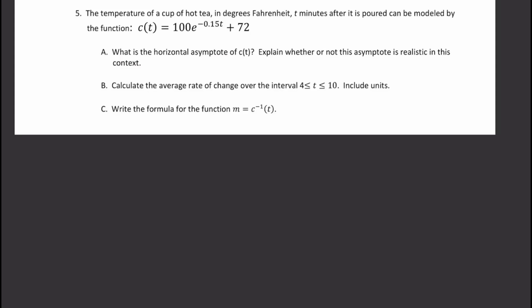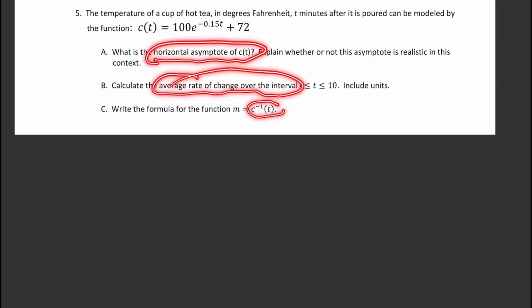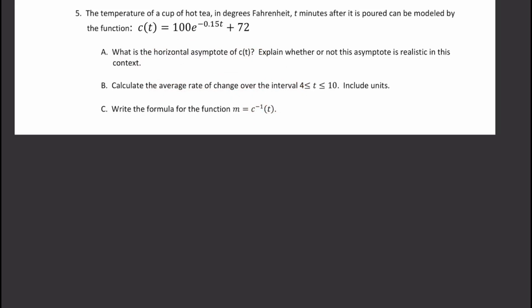Question 5 gives us an exponential function and wants us to find the horizontal asymptote, the average rate of change, and then the inverse. Okay, so horizontal asymptote. When you see horizontal asymptote, I need you to think of limit as t, in this case, approaches infinity. So limit to infinity when you hear horizontal asymptote.